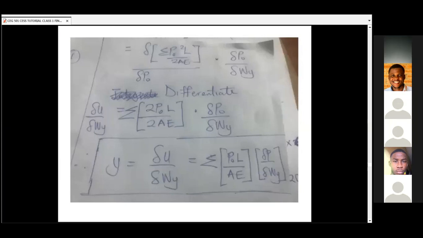Sorry, Randle. Yeah, continue. This formula, the one that has this AE, the E here is strain? The E in the formula is Young's modulus. Young's modulus. Yeah. Okay, cool. Sorry, Randle, you said we're differentiating. Differentiating with respect to what? We are differentiating with respect to P.